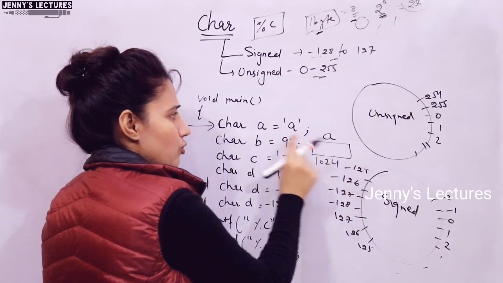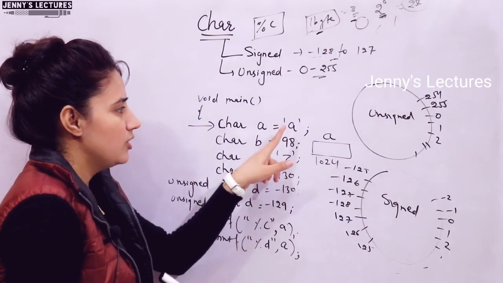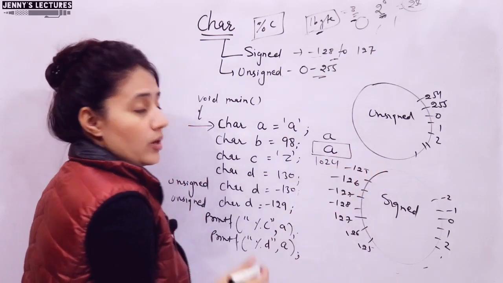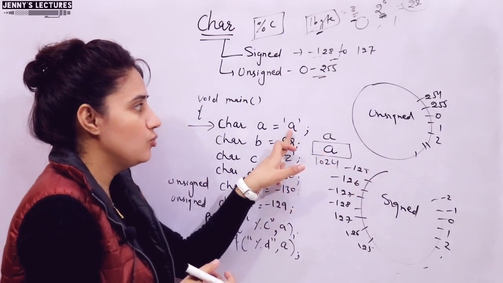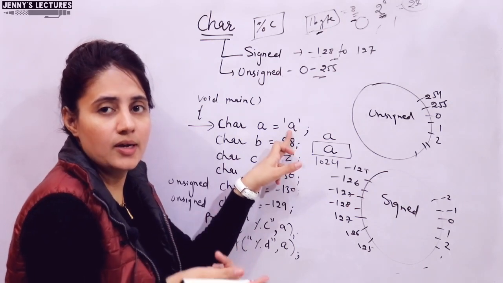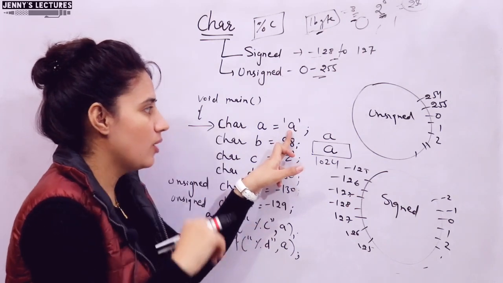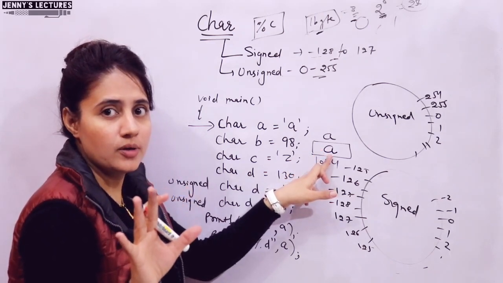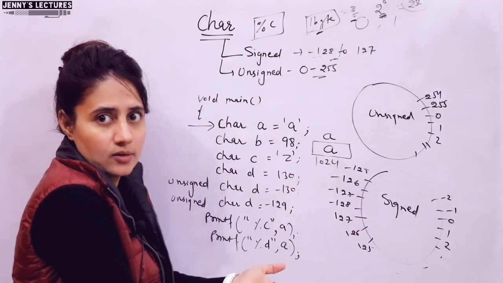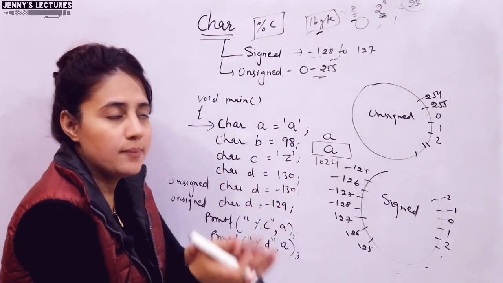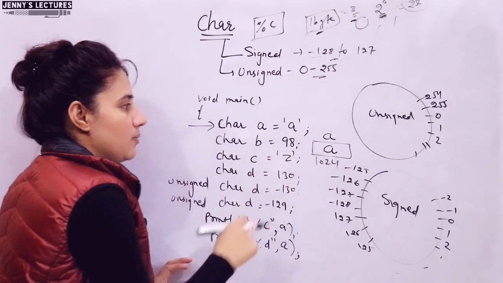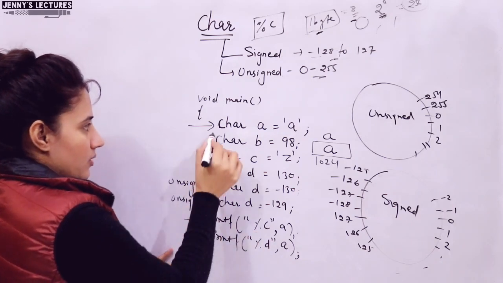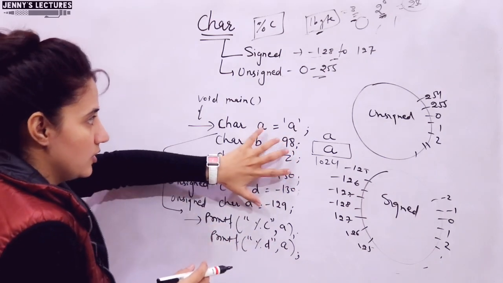Now what are you going to store here? The initialization is a character, so here I am writing a would be stored. But what would actually be stored? Corresponding to a, the value is 97, and 97 in binary form, zeros and ones, would be stored here. I hope you are getting my point. Because in memory, obviously we cannot store any character. So 97 converted into a binary number would be stored here, but just for understanding purposes I am writing a here.